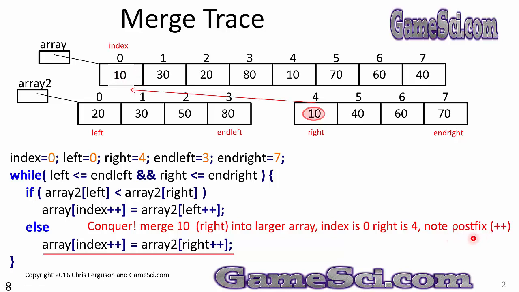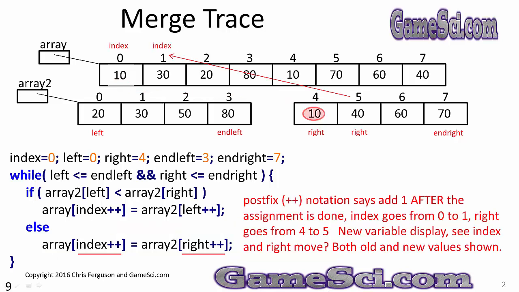Also note the postfix plus plus. The postfix plus plus means after we do this assignment, we will do the plus ones. So the 10 moves first, and then we'll look at the plus pluses. The postfix plus plus notation says add 1 after the assignment is done. So index plus plus will move index to 1. Right plus plus will move right to 5.